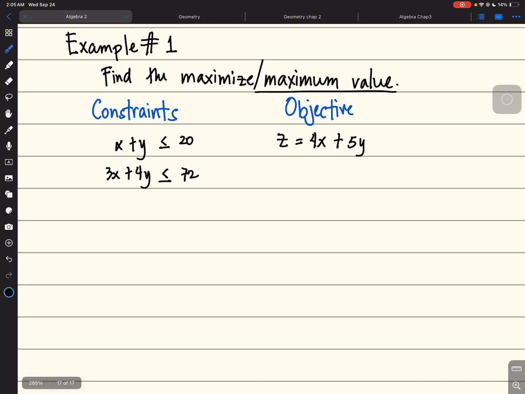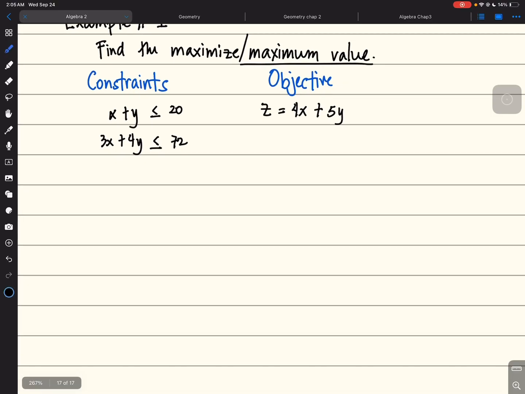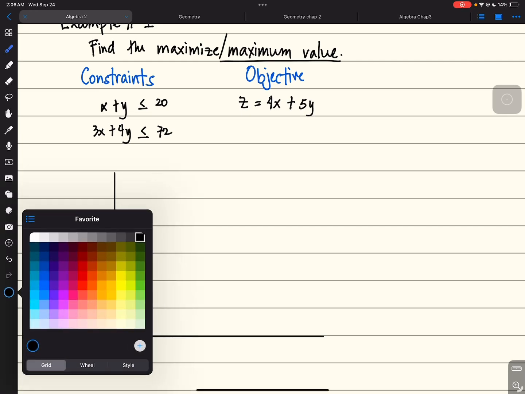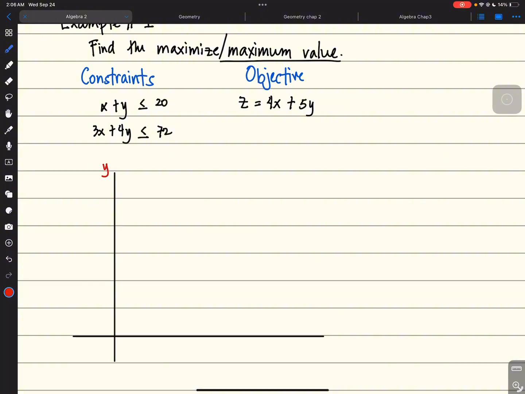If we observe these constraints, they are all positive, meaning we're going to focus on the first quadrant. So let's draw the first quadrant. Okay, there you go. Like we all know, this is the y-axis and this is the x-axis.